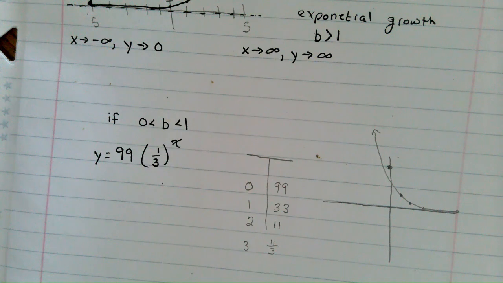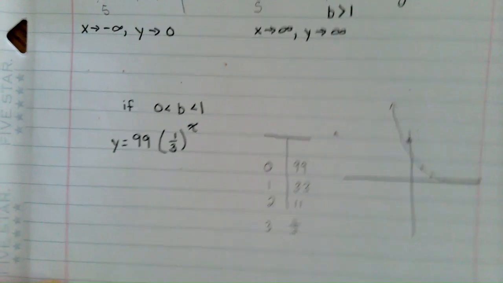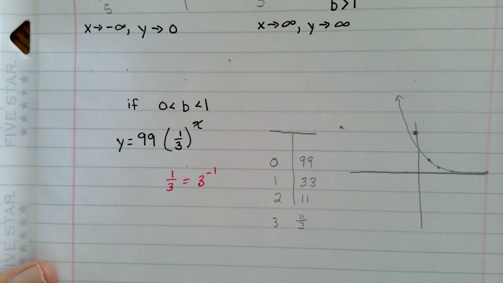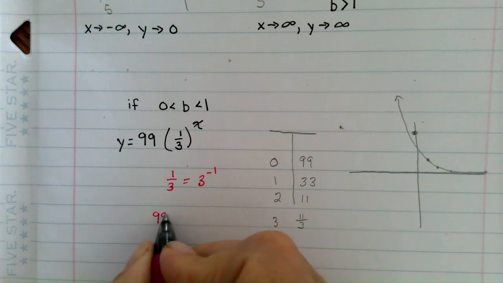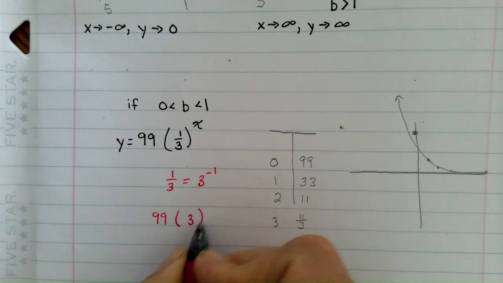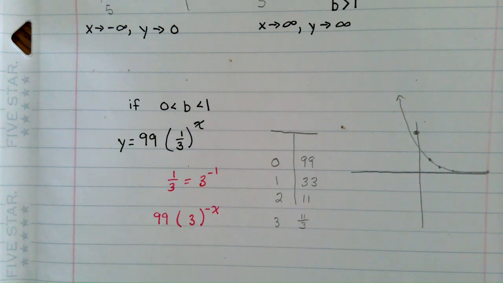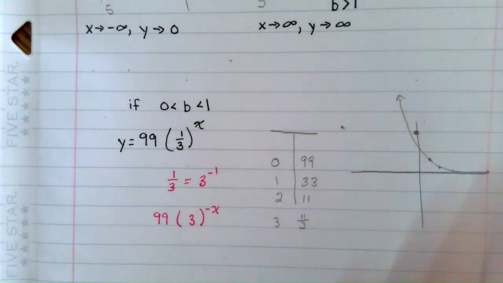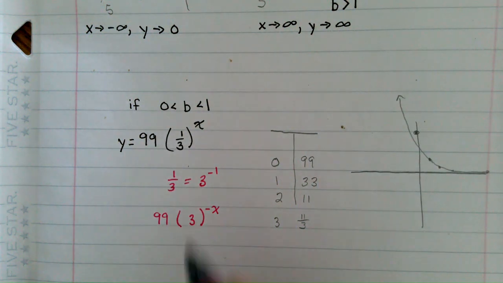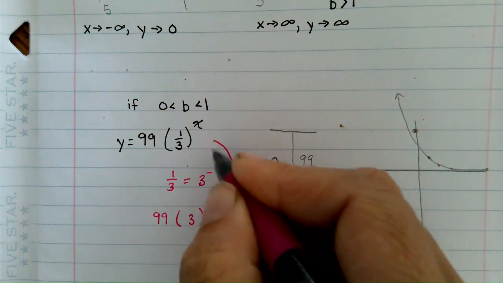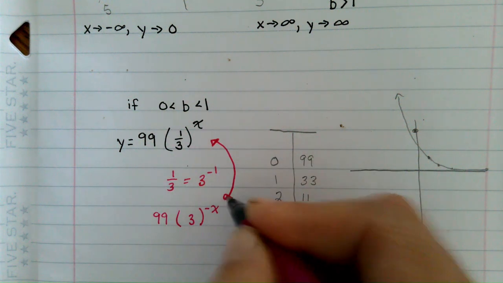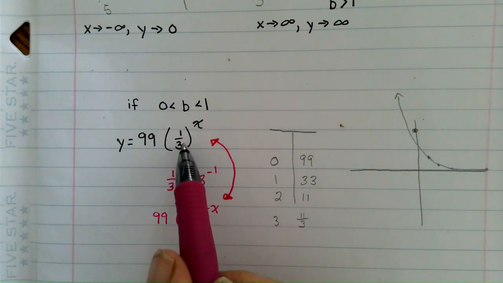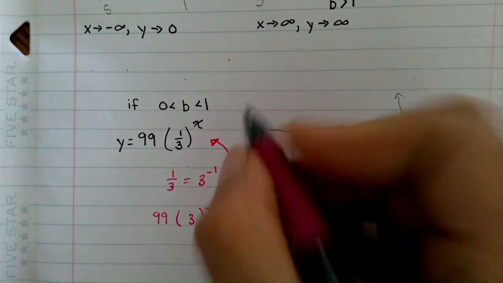Okay. Now I will tell you, side note, 1/3 is equal to 3 to the negative first. So could they write it as 99 times 3 to the negative x? Absolutely, because that negative is with the x, it would flip it horizontally. Same thing as an exponential decay. So these two are actually saying the exact same thing. They're just written in different formats. So we have to be careful with that. But when we have a positive x and our base is between 0 and 1, we'll have exponential decay.